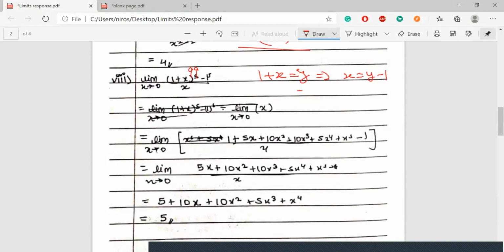So now, when x tends to 0, what is the value of y? As I told you, when x tends to 0, y tends to 1. So in terms of y, 1 plus x is y to the power 99 minus 1 by y minus 1, because x is y minus 1, right? That's it. Now this is the form x power n minus a power n by x minus a. Then the answer is 99.